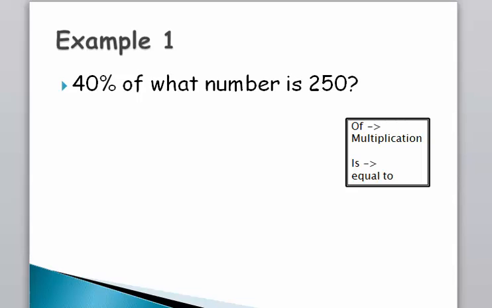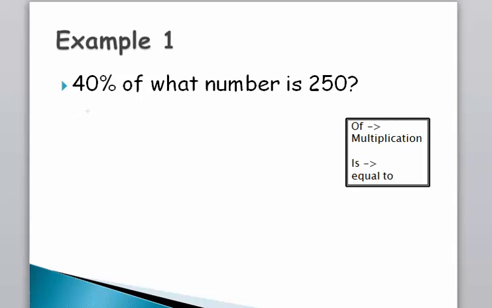There are common words or phrases that we often encounter in problems. You can see two of these in the box on the right-hand side of the screen. This box reminds us that the word of in mathematics symbolizes multiplication, and that the word is translates into an equal sign. So let's begin by taking the 40% in our problem and translating it into a decimal. Remember, to change a percent to a decimal, we want to move our decimal place 2 places to the left.